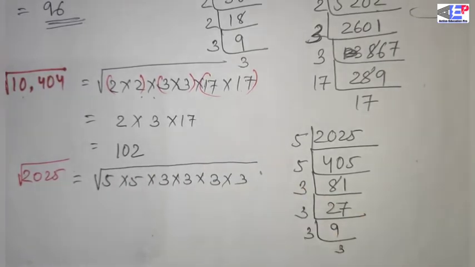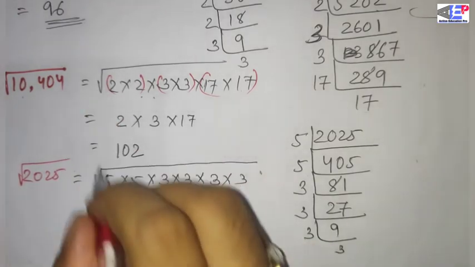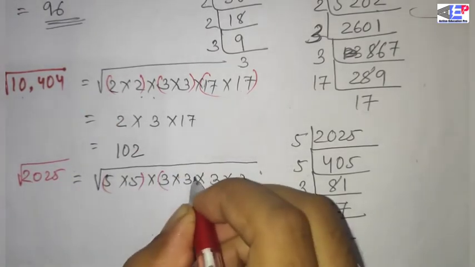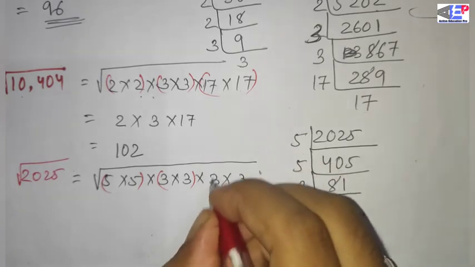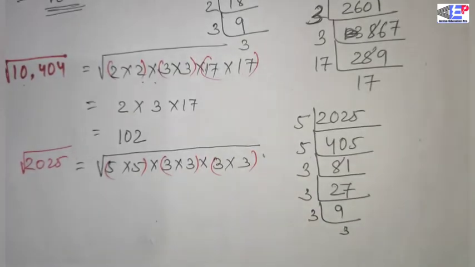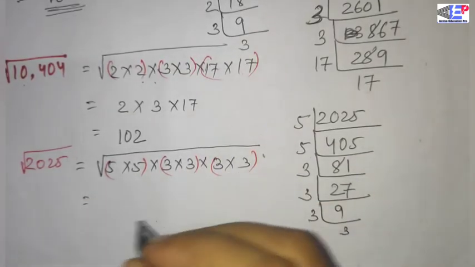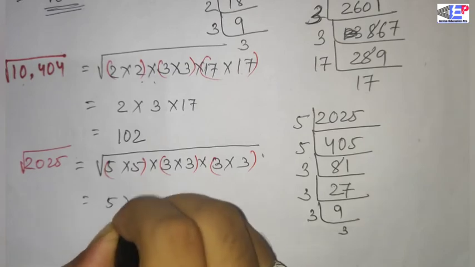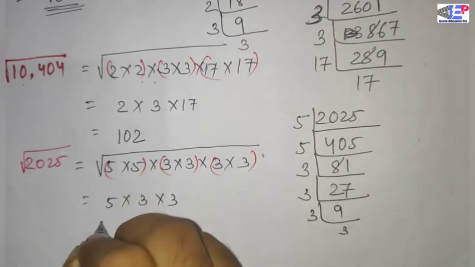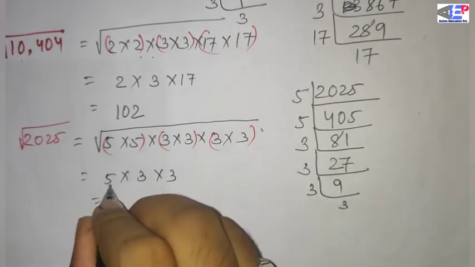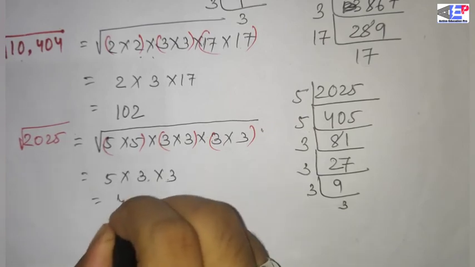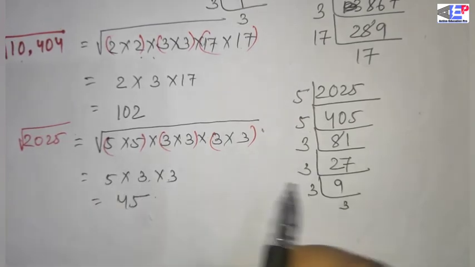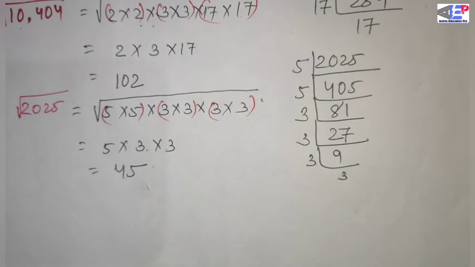Make such pairs like before, as we have already done. Group the same numbers: 5 into 3 into 3. This is 5 3s are 15, 15 3s are 45. The square root of 2025 is 45.